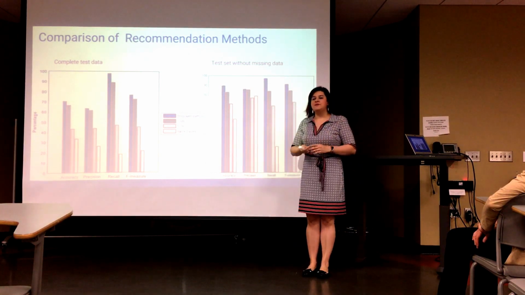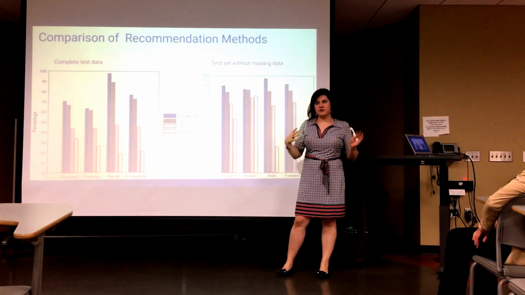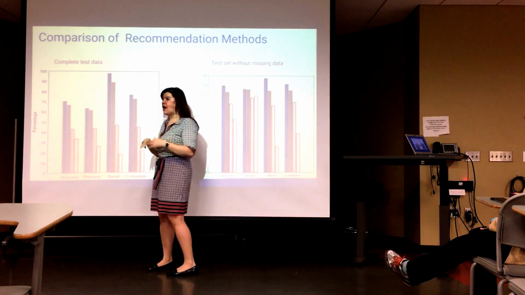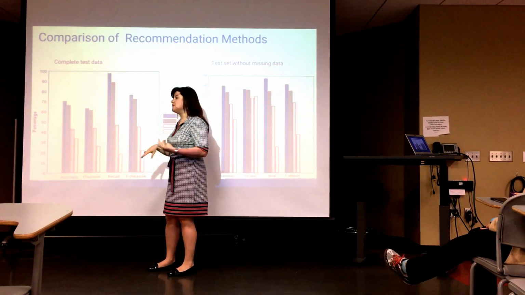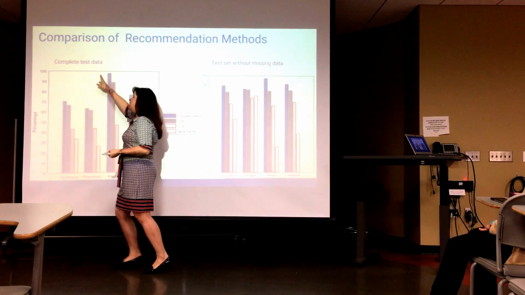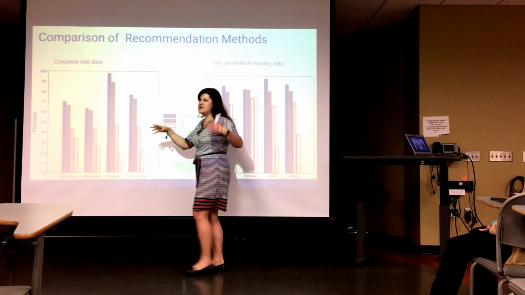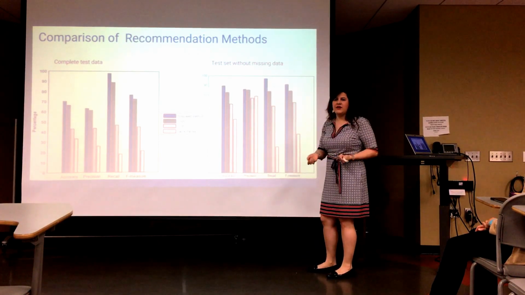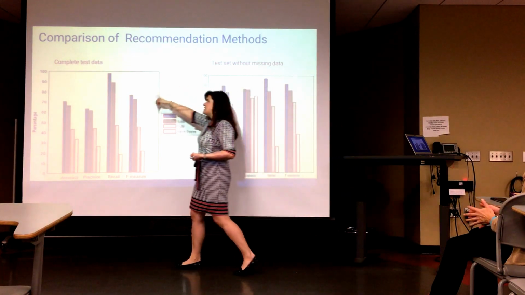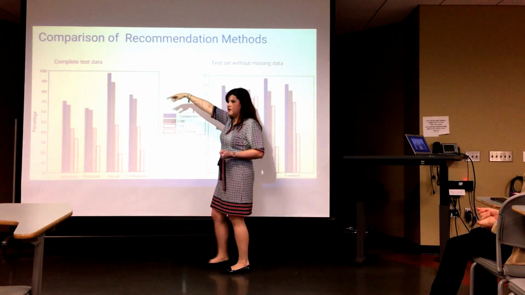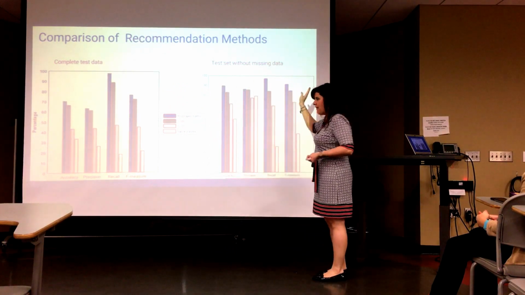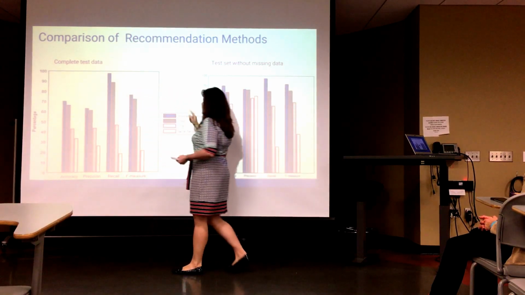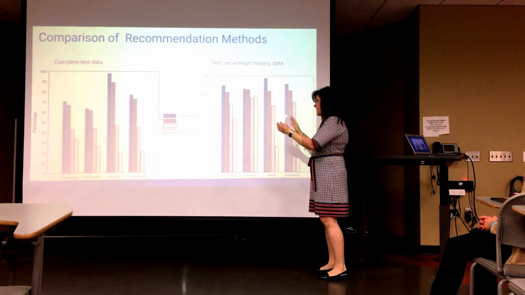For the missing values, we decided to keep missing values. We use the complete test set, and we also wanted to remove the missing values to see what's going on and how the results would be. So we have two types of test sets here: a complete one which includes the missing values, and another one where we remove them. And again, we can see that in all of the measures, our algorithm, the blue one, outperforms other approaches.